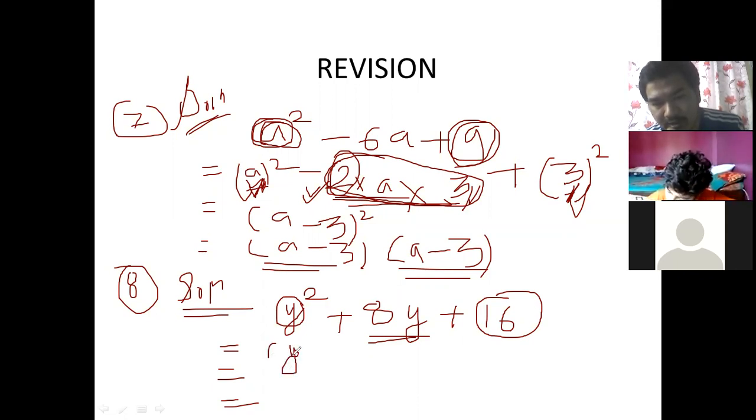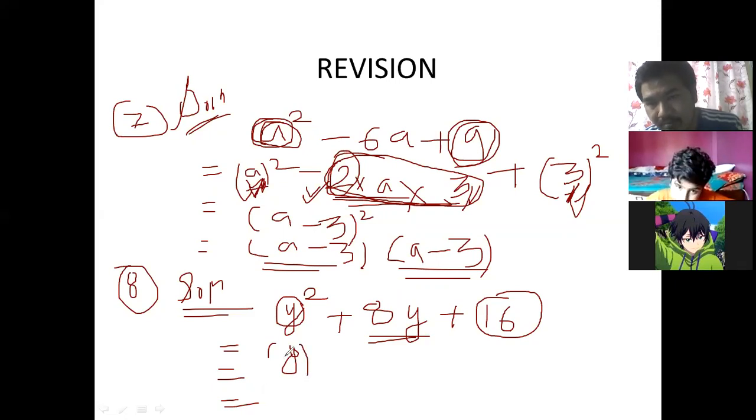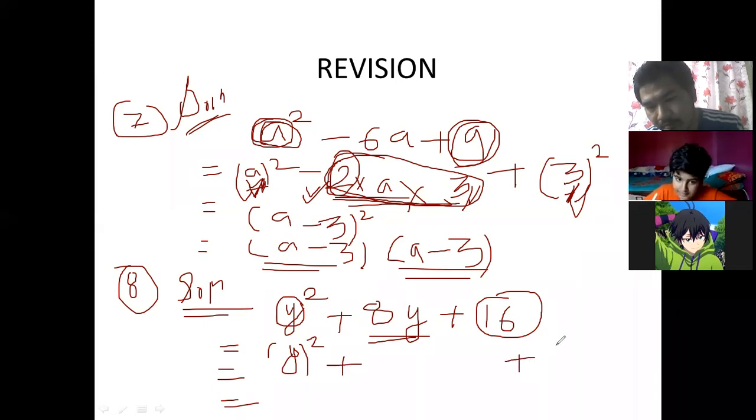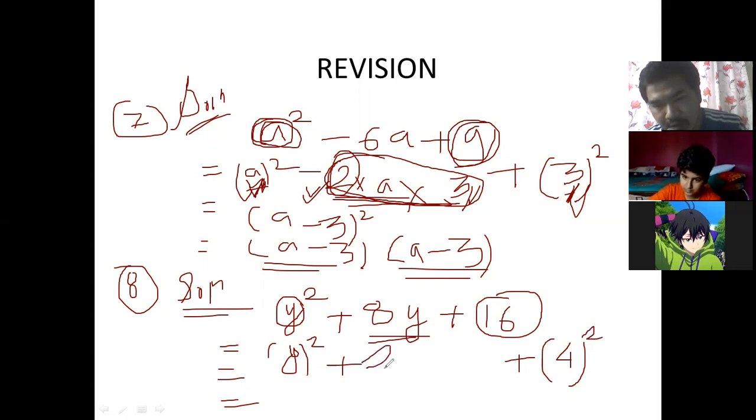What will you do first? Here there will be y square. Okay, Navisa, you tell now. Y square plus 2 into y into 4 plus 4 square. That is y plus 4 whole square, where y is A and B is 4. And check whether this product gives the middle term or not. Does it give 8y?